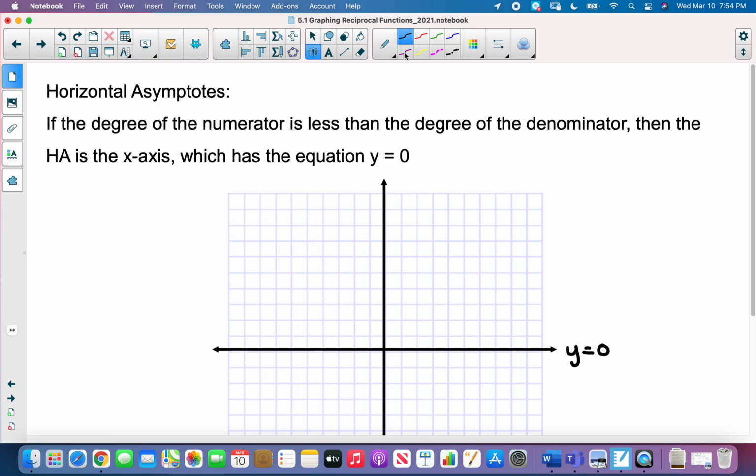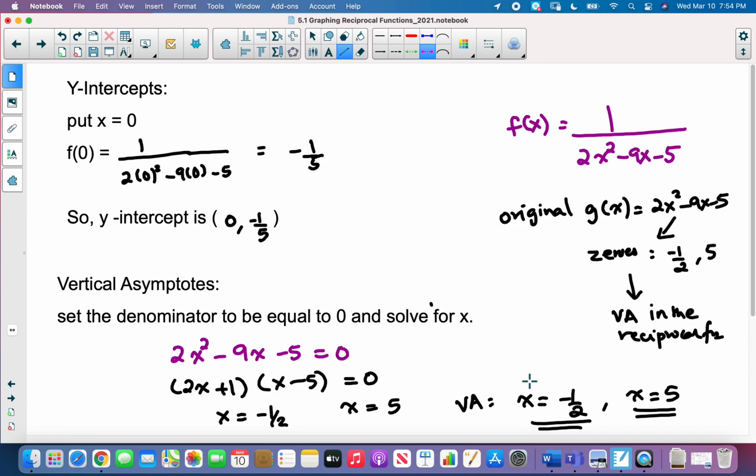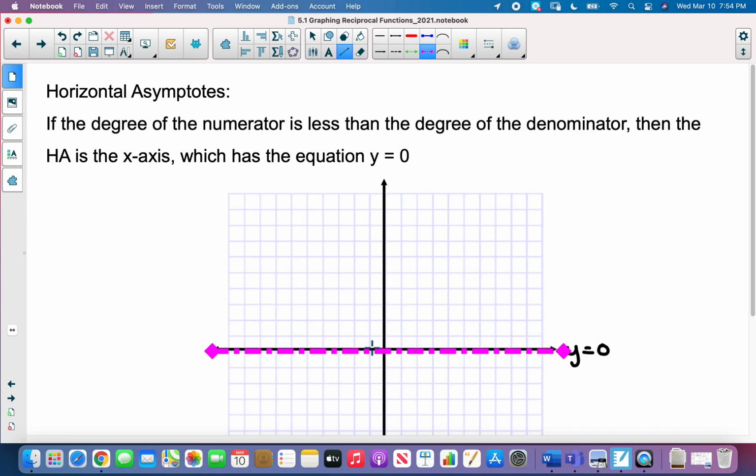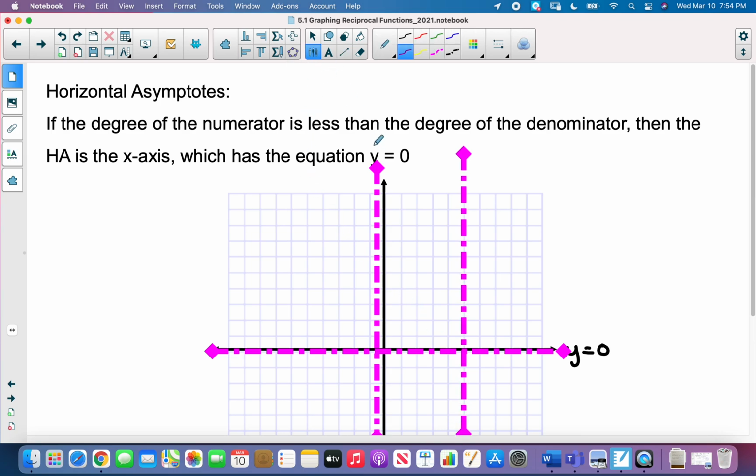I'm just going to do this in a different color here so you can see that. This is the horizontal asymptote. We have two vertical asymptotes, one at x equals negative 1 half and one at x equals 5. Negative 1 half would be somewhere here, and 1, 2, 3, 4, 5 would be here. So you have two vertical asymptotes like that, and you want to write their equations next to them: x equals negative 1.5 and x equals 5.